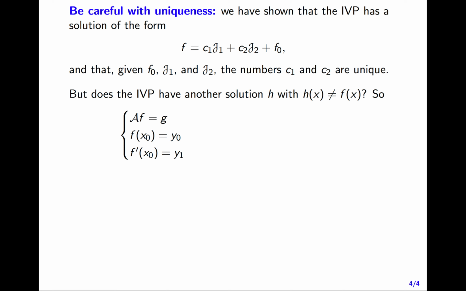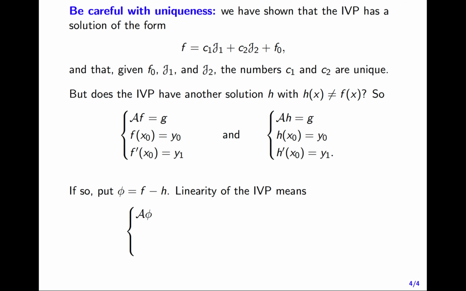What would happen if you had another solution h? Well, you'd solve the initial value problem with f, A on f equals g, f of x0 equals y0, f prime of x0 equals y1, and you'd solve the initial value problem with h, A on h equals g, h of x0 equals y0, h prime of x0 equals y1. We're going to do our old trick of subtracting. Let's put phi equal to f minus h.